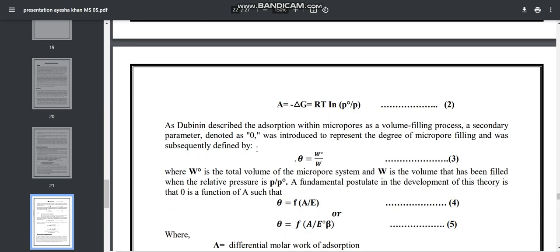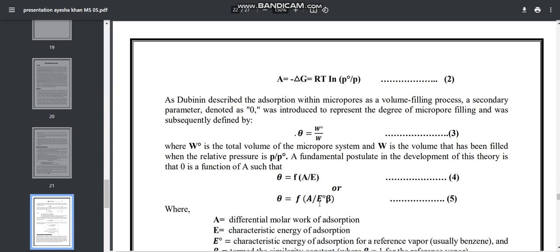However, a secondary parameter is denoted by theta, and this theta is equal to W naught over W. Also, W naught is the total volume of the micropore system and W is the volume that has been filled when the pressure is P over P naught. The theta is also equal to F into A over E, or it can also be expressed as theta is equal to F into A over E naught B.